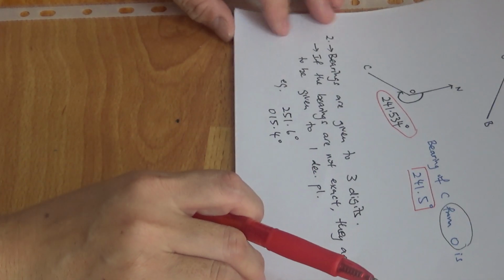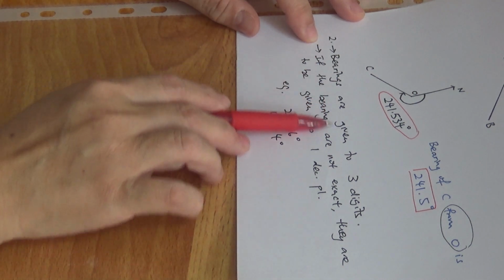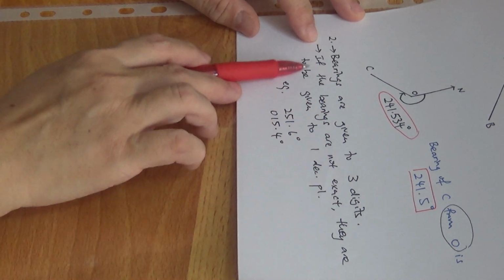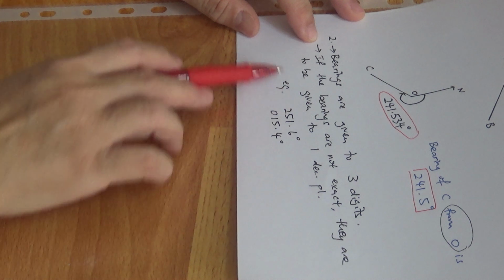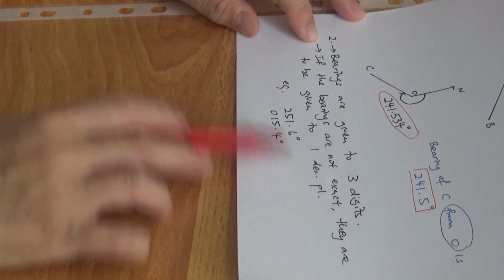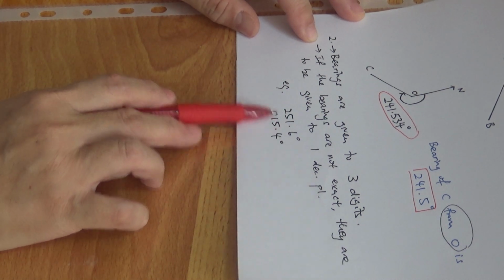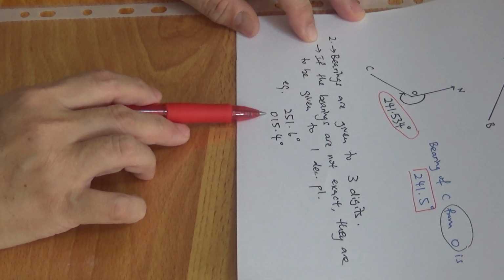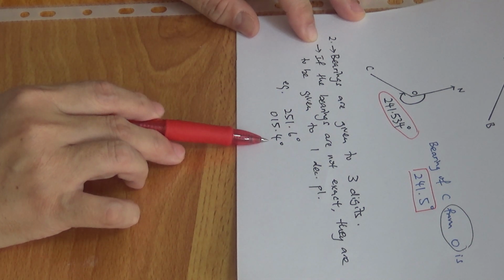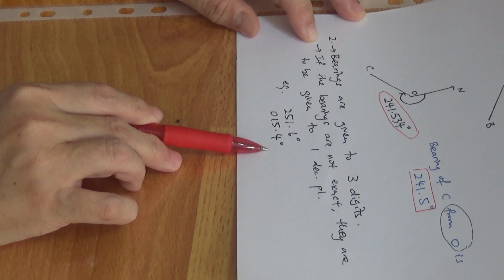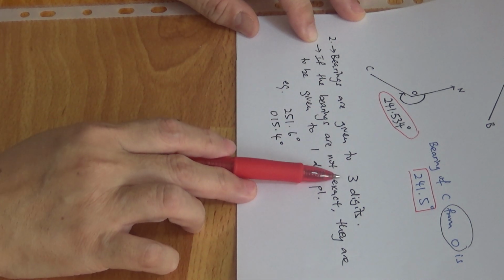Okay, so let me summarize this for you. Bearings are given to 3 digits, and if the bearings are not exact, they are to be given to 1 decimal place. For example, this 251.6 degrees or 015.4 degrees. Okay, bear in mind that bearings are to be given to 3 digits.